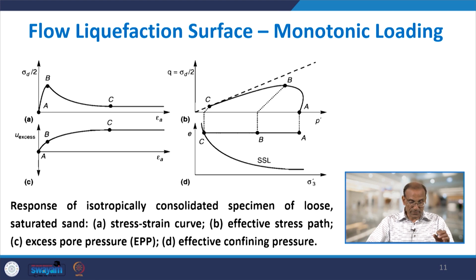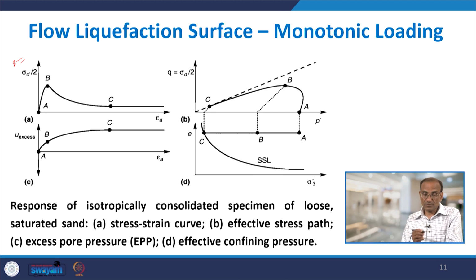So, an isotropically consolidated specimen of loose saturated sand is subjected to straining here, and this has been done under strain control testing. So, that means the strain is increased. What you have here in figure A is the deviatoric stress sigma d by 2, which is half of the deviatoric stress, and this is normally represented by the small letter q. q is equal to sigma d by 2.